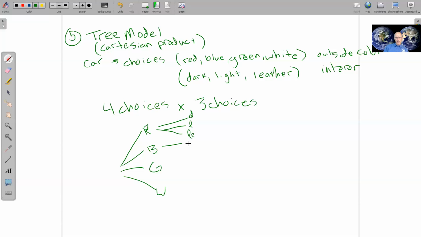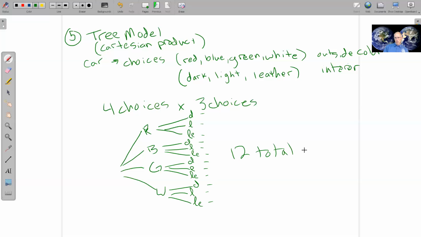And the blue car, well, that could also be dark, light, or leather. And the green car could also be dark, light, or leather. And a white car could be dark, could be light, and it could be leather. And so at the end here, I have 1, 2, 3, 4, 5, 6, 7, 8, 9, 10, 11, 12 choices total. And that model is known as the tree model or the Cartesian product model.